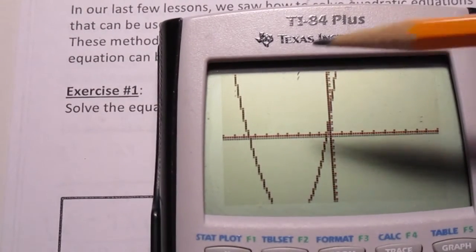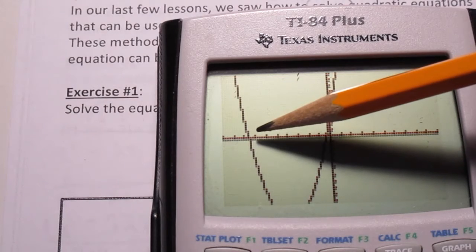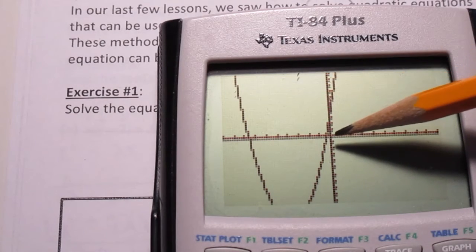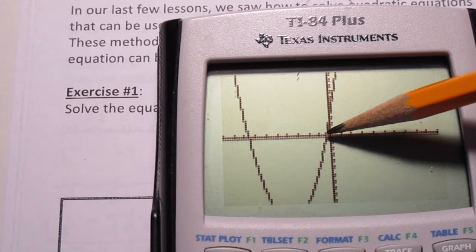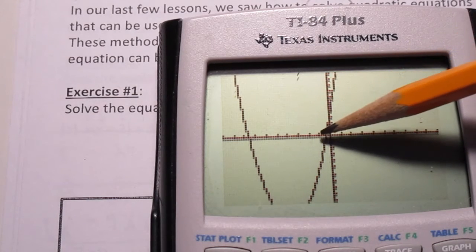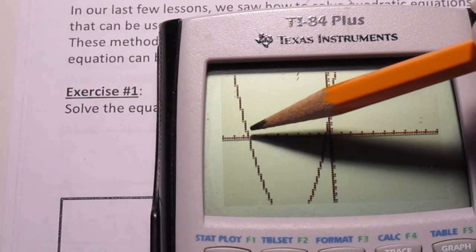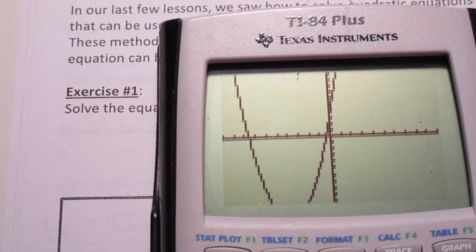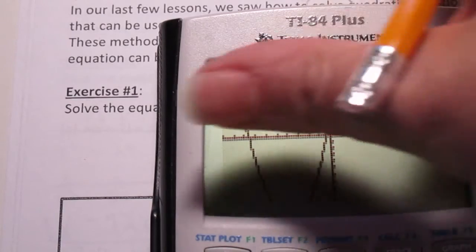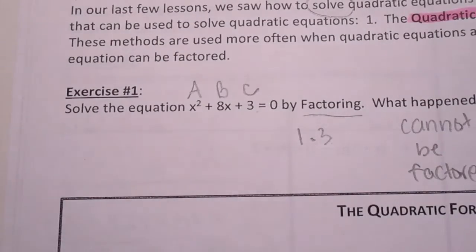Those roots are between two integers. It looks like one is close to -1, and the other is around -8.5. So when the roots are not nice numbers and you can't factor, you need this third method, and that's called the quadratic formula. So let's begin the quadratic formula.